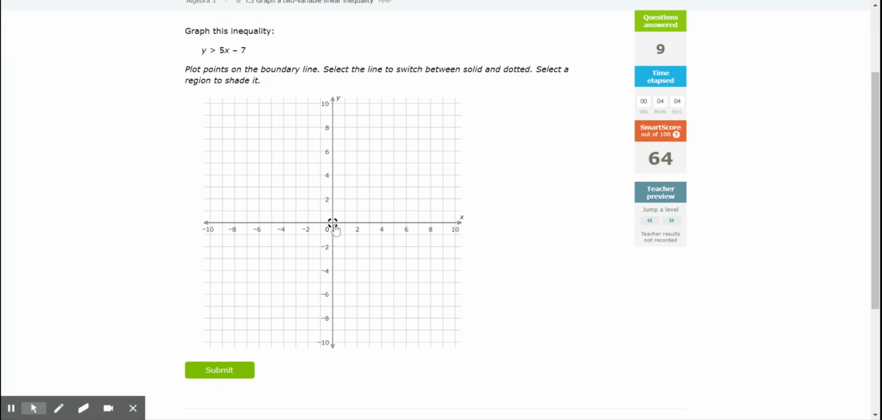Okay, this one here, we have -7. And then we're going to go up 1, 2, 3, 4, 5 over 1. We want it dotted, and it's a greater than symbol.